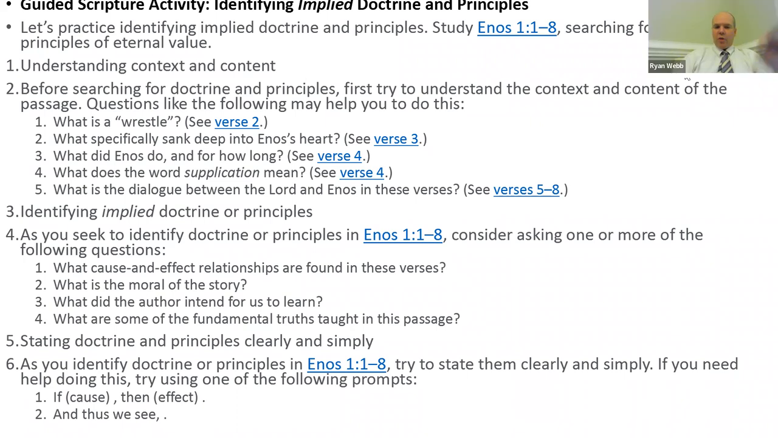All right, just to make sure we're all on the same page, Marlene, what's happening here? Well, Enos was so moved by what sunk deep into his heart that he wanted more. And he kneeled down and he started praying, and he prayed all day and all night.